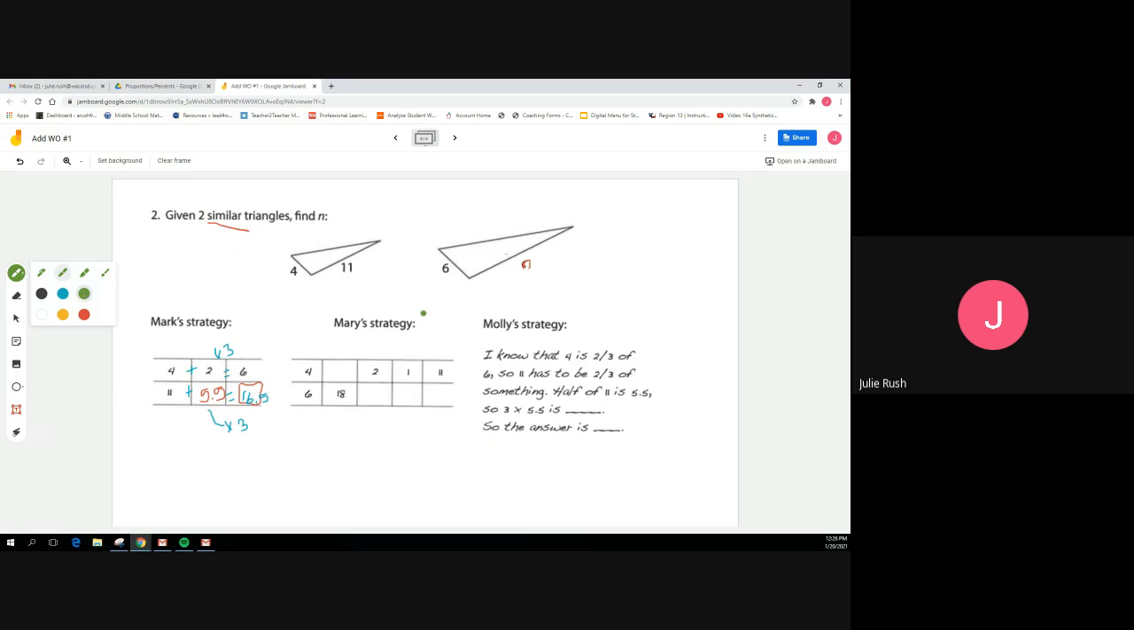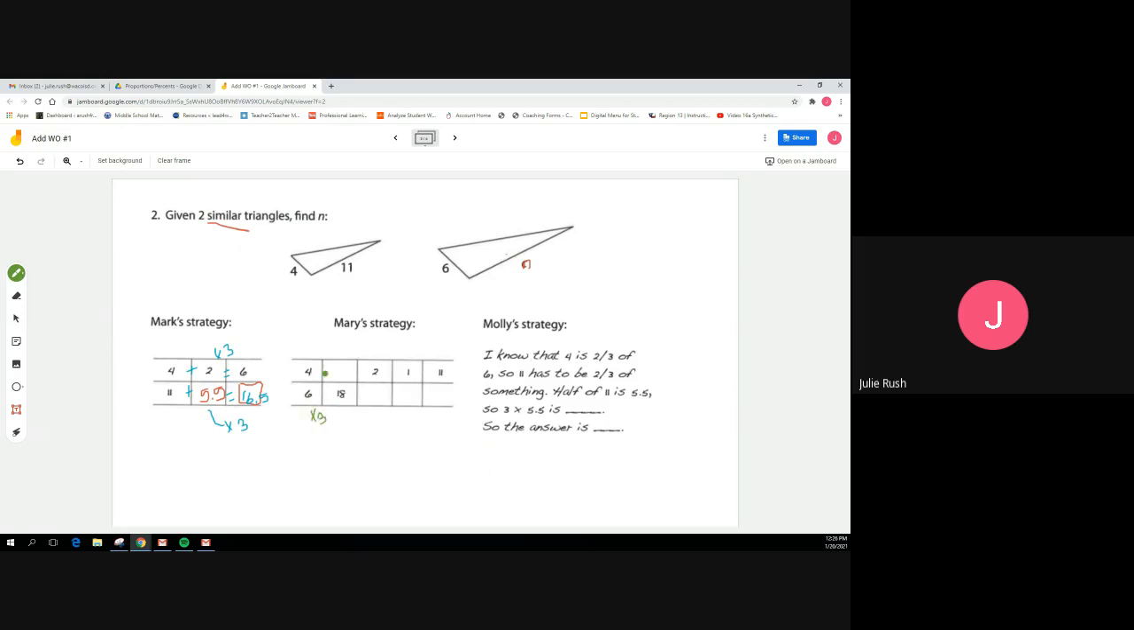So Mary started with 4 and 6, so she lined up the matching short sides here. She knows that the 11 lines up with the 4, so she put it down here and gave herself some room to work it out. So the first jump she made was from 6 to 18, and that is multiplying by 3.